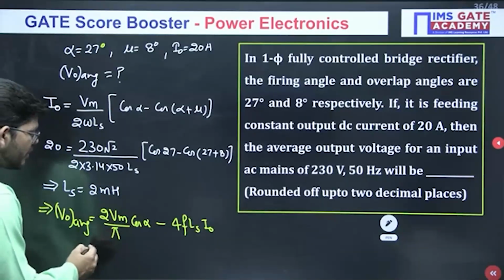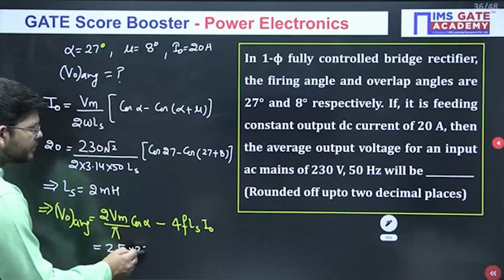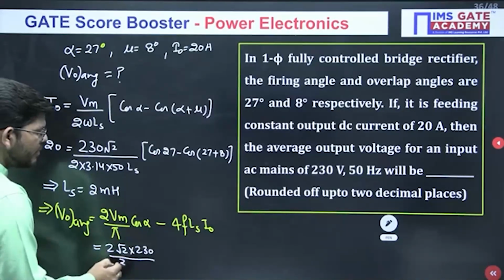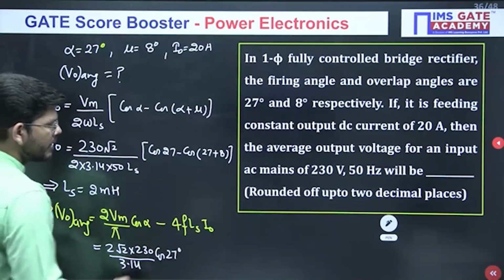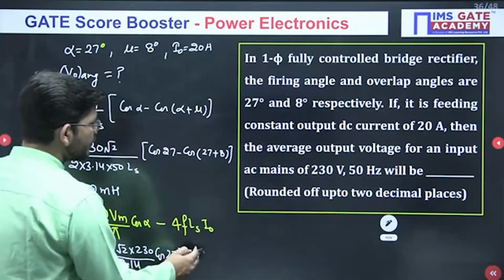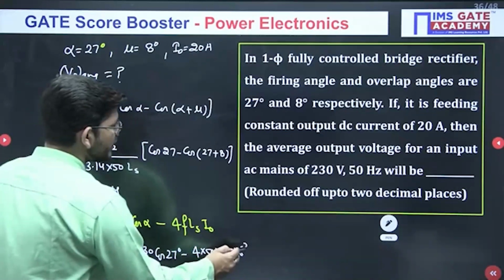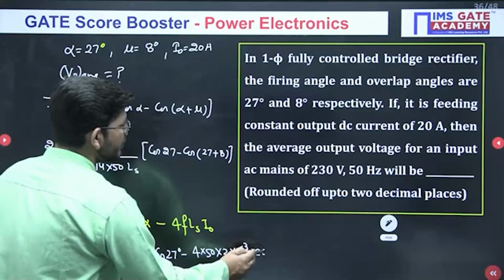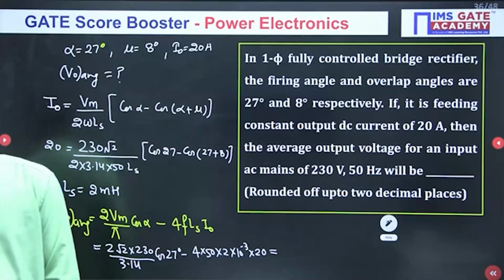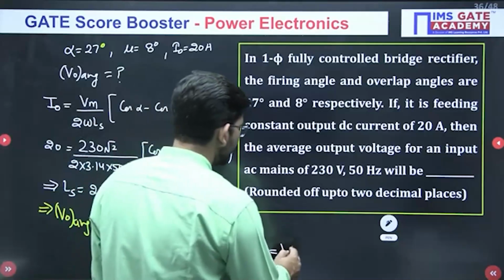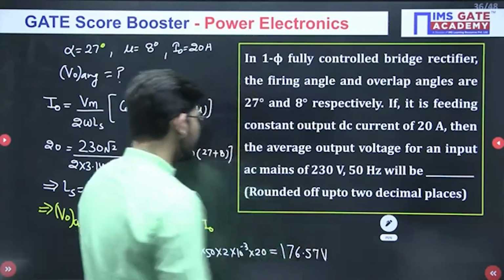Now put the values. 2 into Vm, which will be root 2 into 230, divided by 3.14, cos of alpha is cos of 27 degree, minus 4f, f is 50, L you have calculated is 2 into 10 to the power minus 3, I naught is 20 ampere. When you solve it, you will get around 166.57 volts. That is the answer I am having.